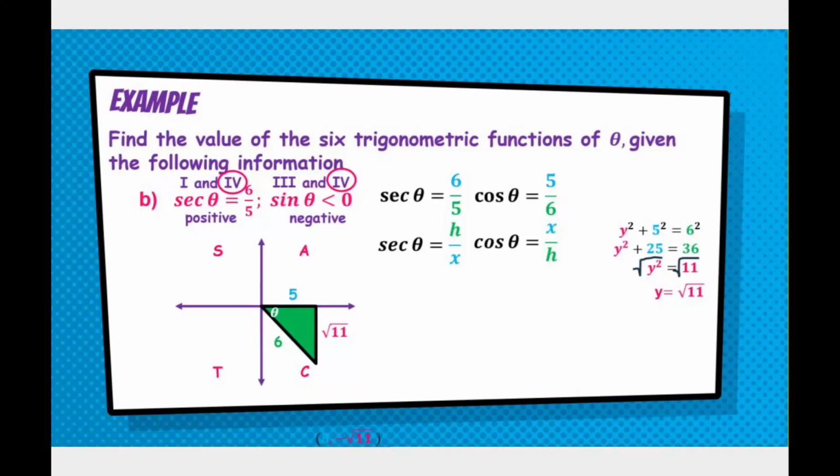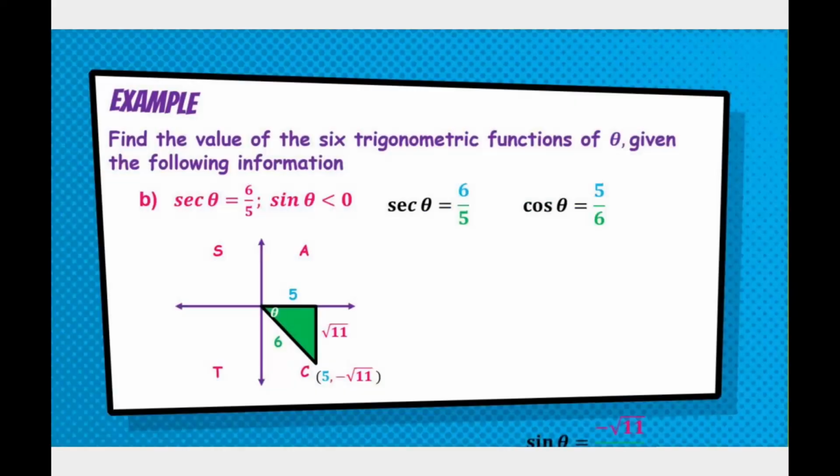And now I'm going to fill out the rest of my trig functions. I have secant and cosine. I need tangent and sine. Remember, in quadrant 4, tangent and sine will both be negative. So both of these next 4 should all be negative. Sine is opposite of the angle over the hypotenuse, so negative square root of 11 over 6. Make sure that negative is on the outside of the square root. If it was on the inside, it would be an imaginary number. So the cosecant is the reciprocal of that, 6 over negative square root of 11.